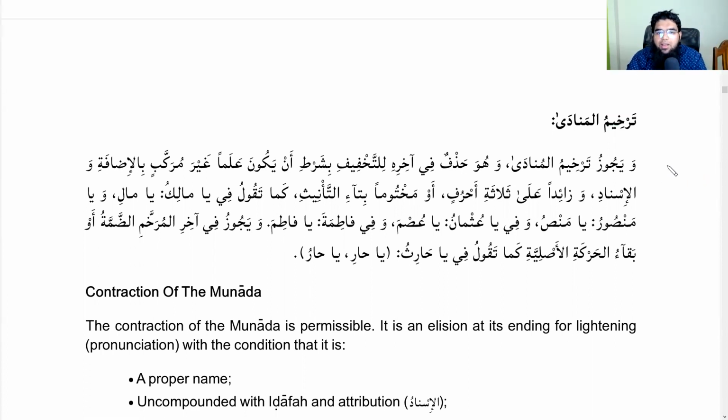Tarkheem means shortening. Like you like someone so much, you shorten his name. The contraction means shortening the name. Like we do it, right? Aisha to Aish. Rasulullah SAW did it for Aisha. It is the elision, the deletion of the ending for takhfif, for lightening, for ease. You call them so many times, you just lovingly call them. بشرط, but there's some condition.